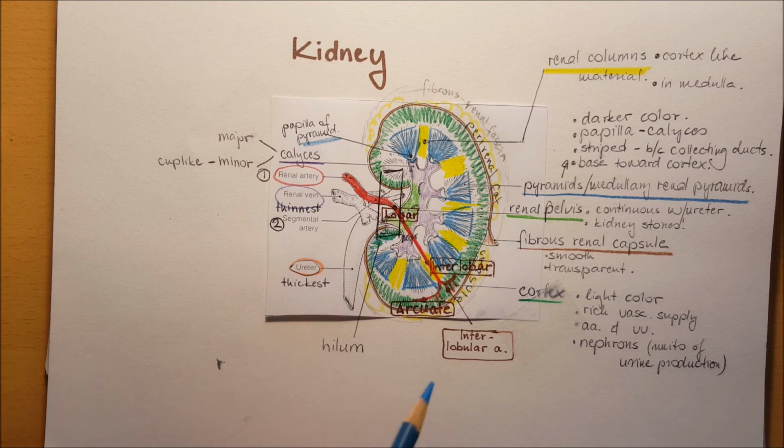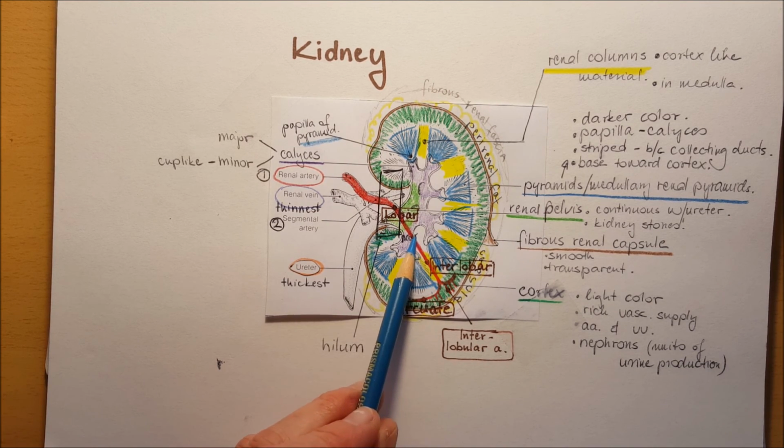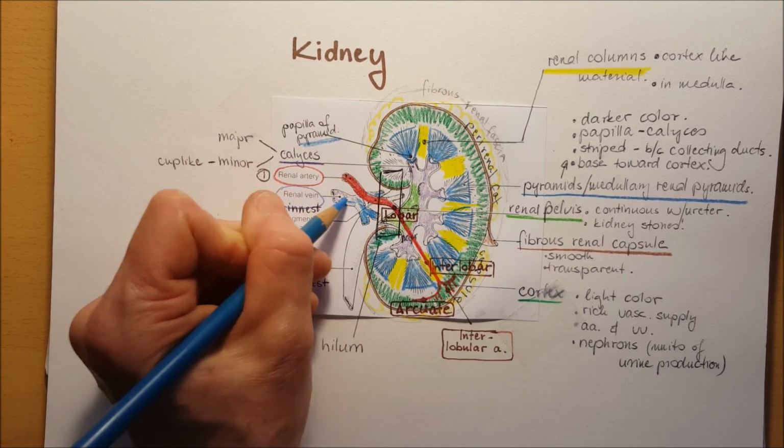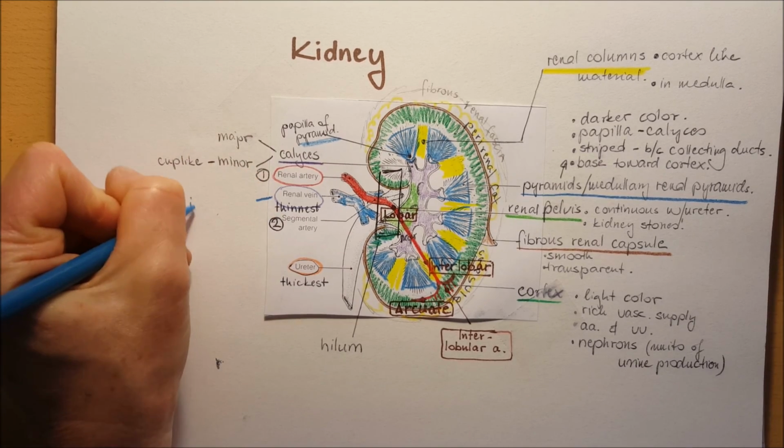Okay, the veins are going to gather all around and leave the kidney through the renal vein into the inferior vena cava.